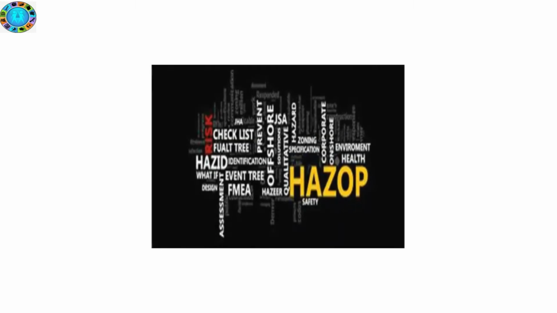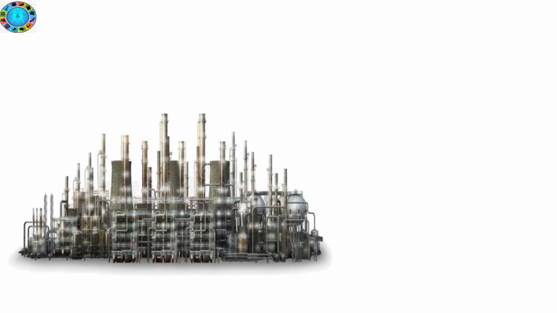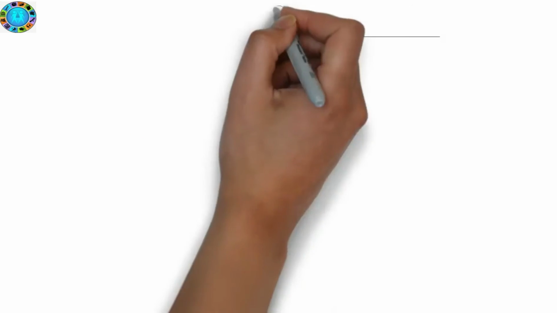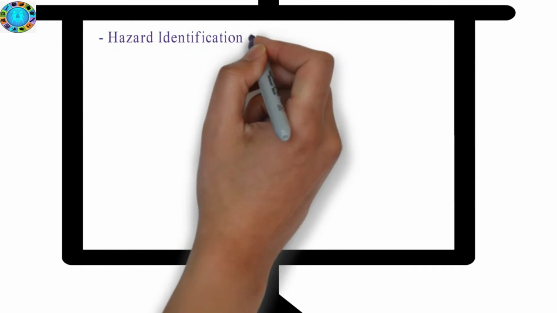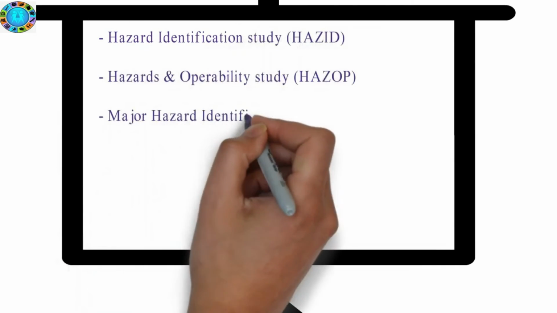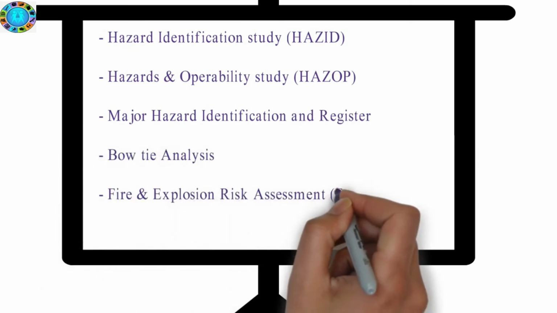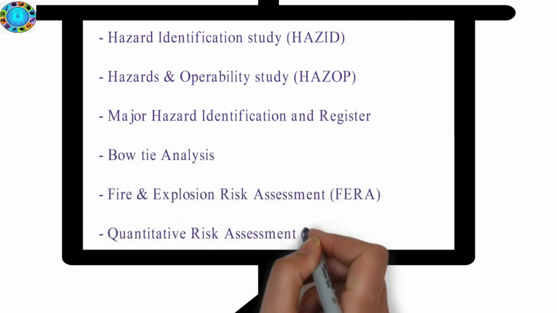The risk analysis studies that can be used to identify the major accident hazards and safety critical barriers may vary depending on the nature and size of the installation. However, EGPC has identified specific studies for these purposes. Those studies are Hazard Identification Study, Hazard and Operability Study, Major Hazard Identification and Register, Bow-tie analysis, Fire and Explosion Risk Assessment, and Quantitative Risk Assessment.